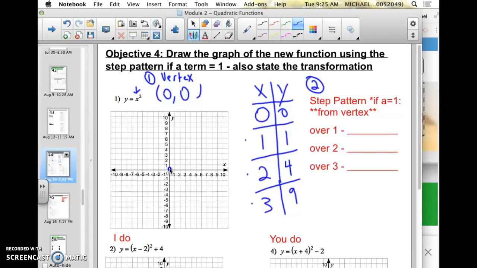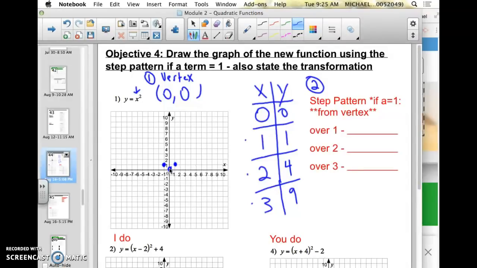So if I want to draw or plot these points that exist in this function, I would begin by starting at the vertex, 0, 0. I'd go over 1 and up 1. That's the first point. And if you remember, parabolas or quadratic functions are even and symmetrical. So whatever I do to the direction in the right, I have to do to the direction in the left. So I go over to the left 1 and up 1 as well.